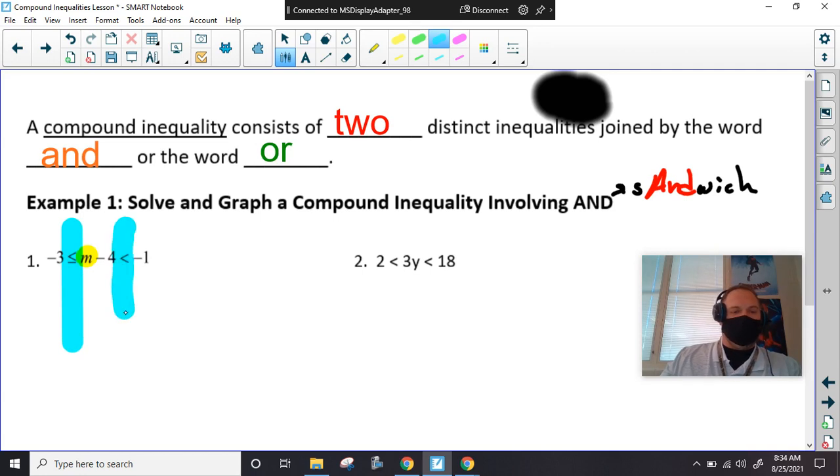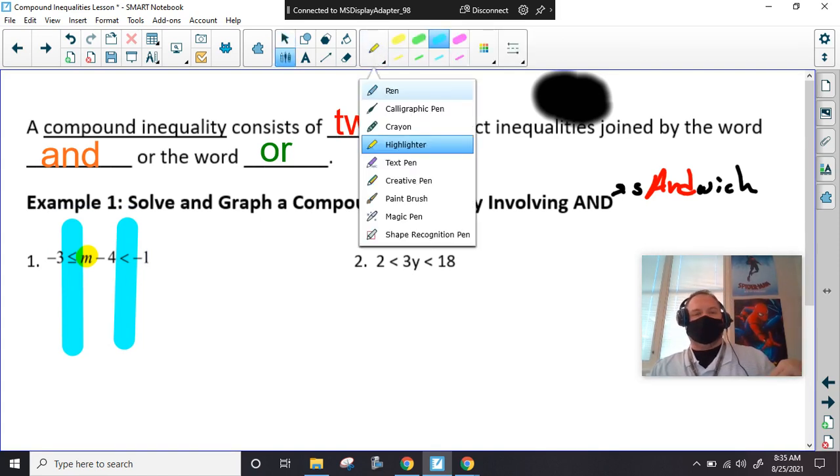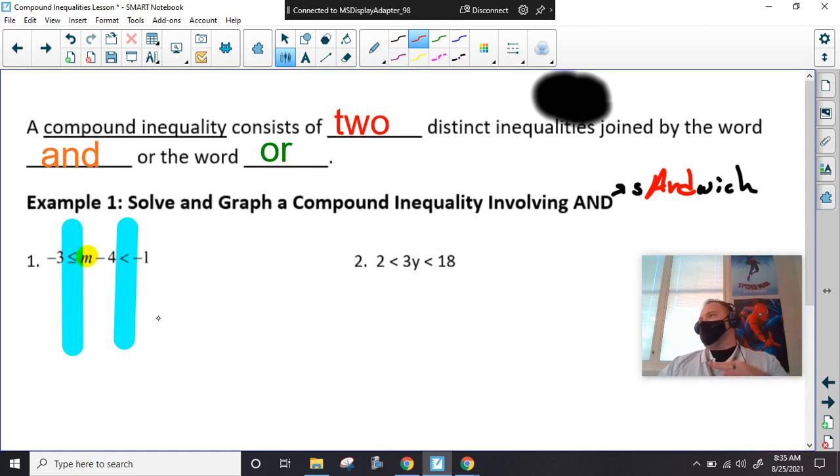So I kind of want to do it like this. I made 2 lines with my highlighter. And y'all said that 4 is being subtracted from M. So what's the opposite of minus 4? Add 4. So we need to add 4 right here. Now, guess where else we get to add 4? Yeah, on the bookends, on the pieces of the bread, right? So we add 4 here, and we add 4 here.